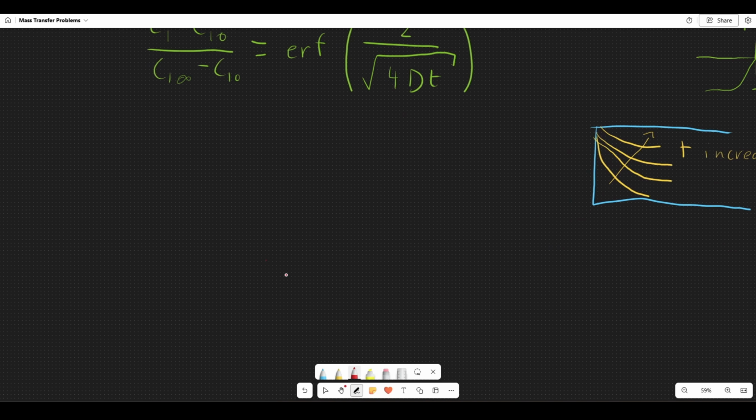So as I said before, now that we have the concentration profile, how do we find the flux? Fick's first law. So J equals minus D. This time it's actually a partial derivative because then we have concentration changing with time. And so dc1 by dz. If you were to take the partial derivative, it would look something like this.